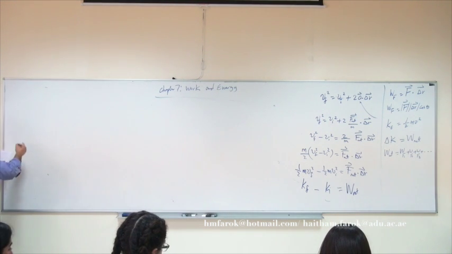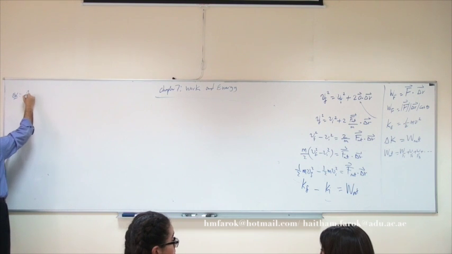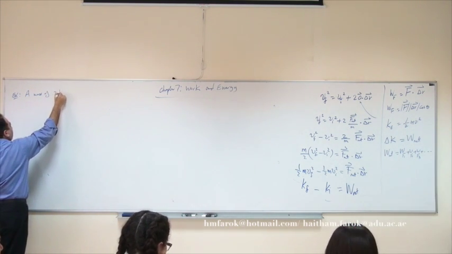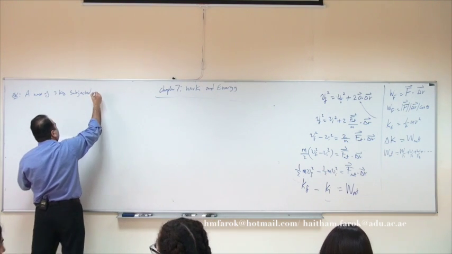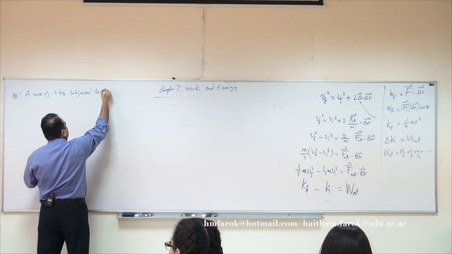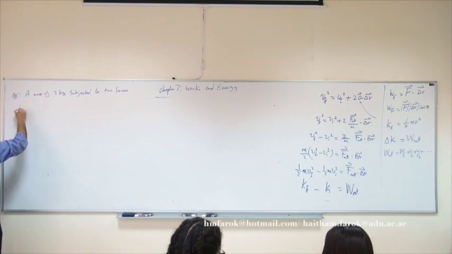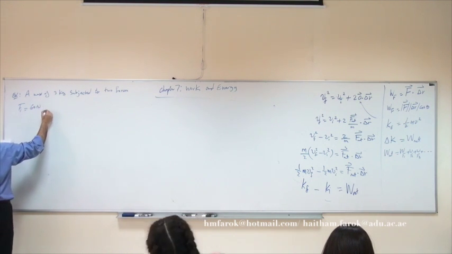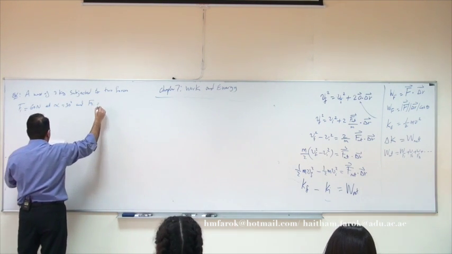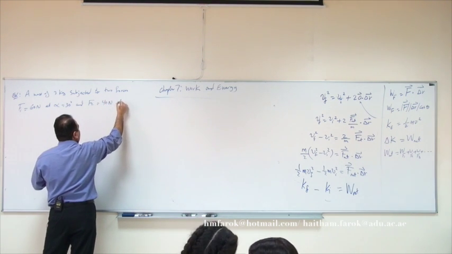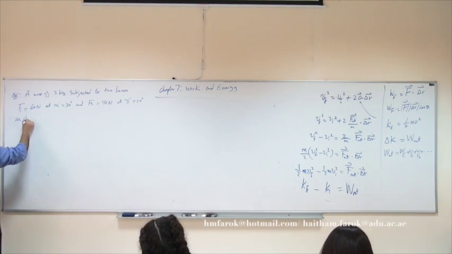So write this example with me. A mass of 3 kilograms subjected to two forces, F1 60 Newton at alpha 30 degrees and F2 40 Newton at gamma 20 degrees, as shown below.